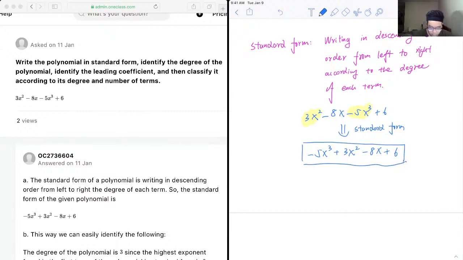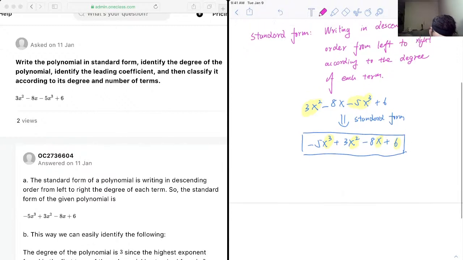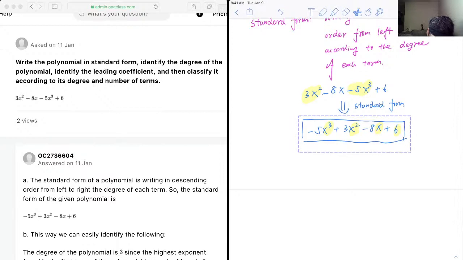When you look at the exponents, you can see here we have x cubed, and here we have x squared, here we have x, and for the constant, the exponent will just be 0. Next we need to find the degree of the polynomial.